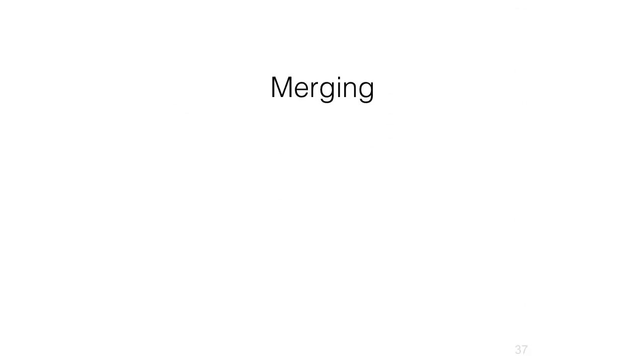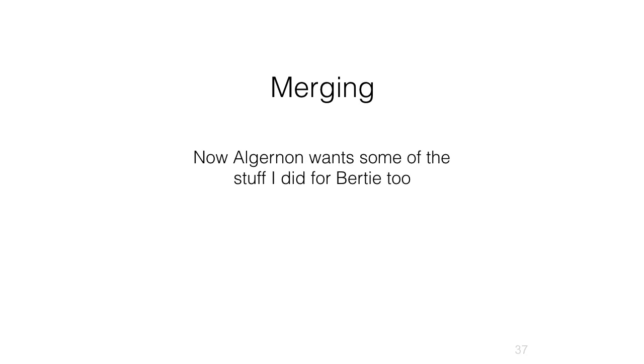Merging. Sometime later, Algernon comes back and says, you know what? Actually, I was talking to Bertie. That feature looked quite good. Can you give it to me? And now Algernon wants some of the stuff I did for Bertie too, and somehow I have to merge all those changes I made for Bertie into the version I've given to Algernon.